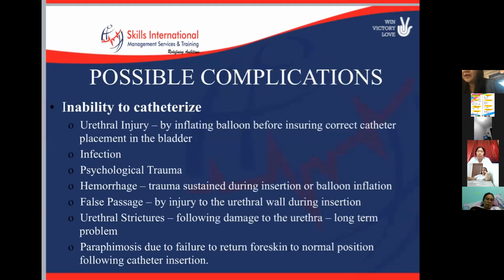The possible complications when the patient has a Foley catheter include an inability to catheterize and urethral injury, caused by inflating the balloon before ensuring the correct catheter placement in the bladder. Usually we have this urethral injury because of trauma from inflating the balloon before ensuring the correct placement. Sometimes the one inserting the catheter is not in the right opening, so he goes to another opening again.